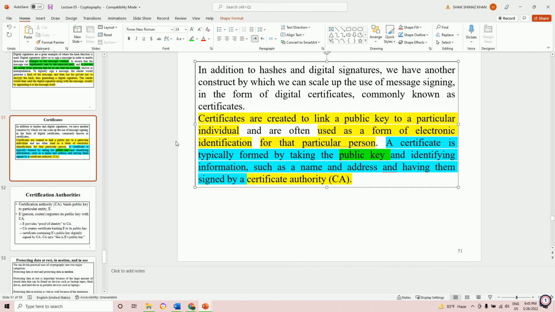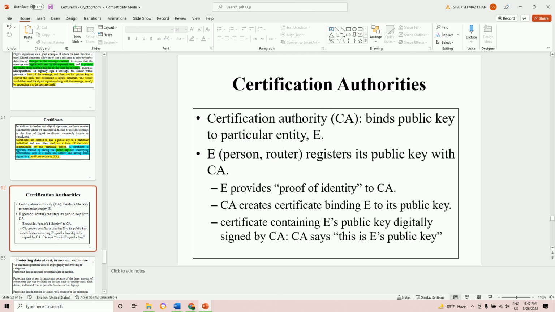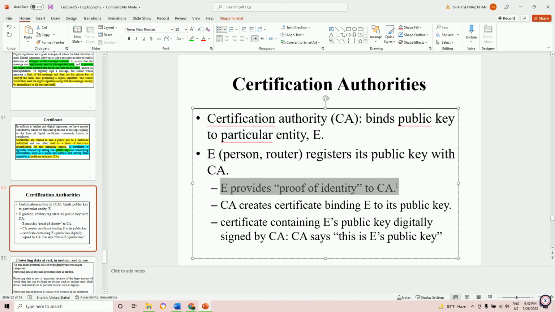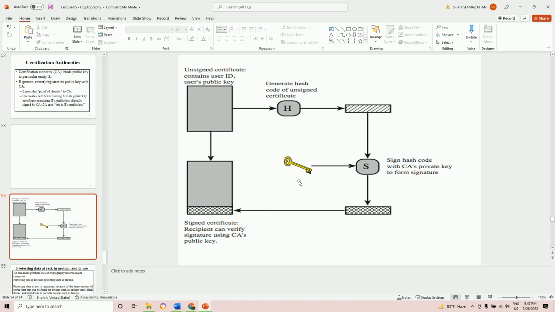Understand? So here the certification authority creates a certificate. In that certificate they put the public key of the owner, the entity, for example Bank Muscat. The entity provides the proof of identity to the certificate authority. Just a minute, I will show one diagram, you will understand very clearly.